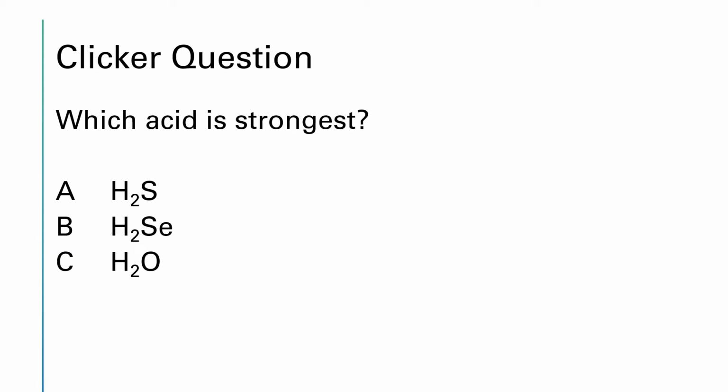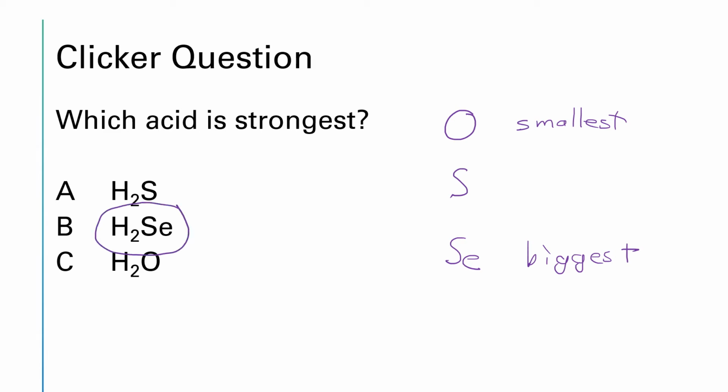All right, let's analyze this. We're trying to compare oxygen, sulfur, and selenium. When you look at the periodic table, these are all chalcogens. Oxygen is highest in the table, followed by sulfur, followed by selenium, which means oxygen is the smallest atom and selenium is the biggest, talking in terms of, say, atomic radius. And so the bigger that atom is, the more acidic the compound will be. So the most acidic, the one that will be the strongest, is H2Se.